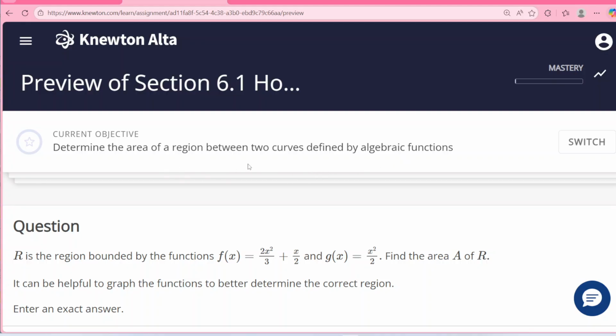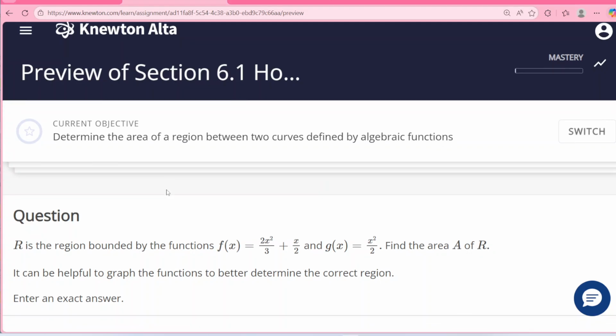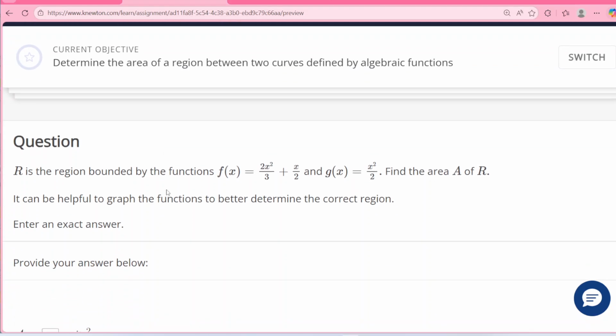So determine the area of a region between two curves defined by algebraic functions. Remember I said in the last problem, on occasion, you're going to have to figure out where the curves cross each other to determine the area of the region that they are bounding. So here R, again, is the region bounded by this quadratic and this quadratic, f of x and g of x. We're asked to find the area A of R.